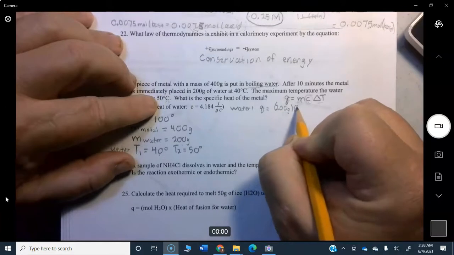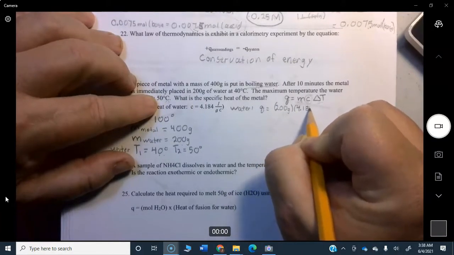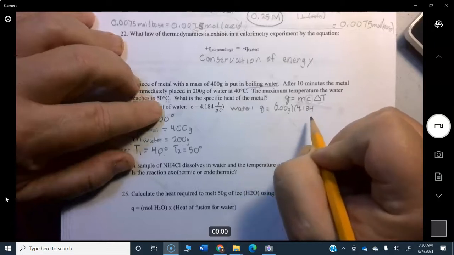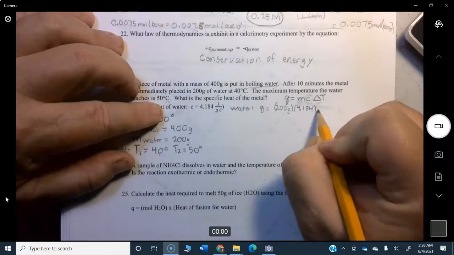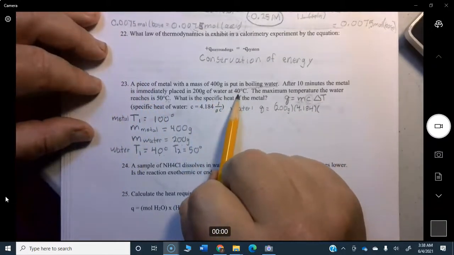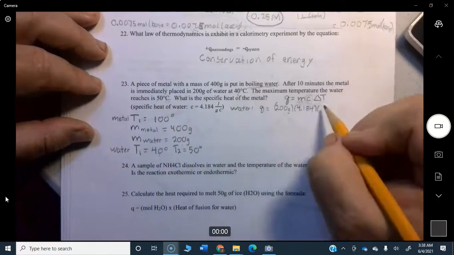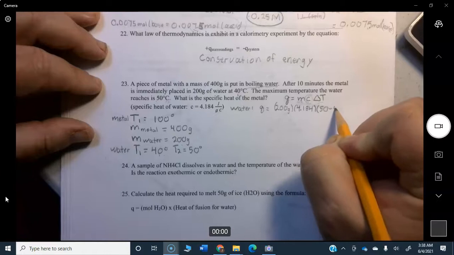C is 4.184. Just to save some time, I'm going to break my rule that I tell you never to break, but I'm going to forget units of measure here. Let's just get through the numbers. And delta T, the water starts at 40 degrees and reaches 50, so that's the final temperature minus the initial temperature.